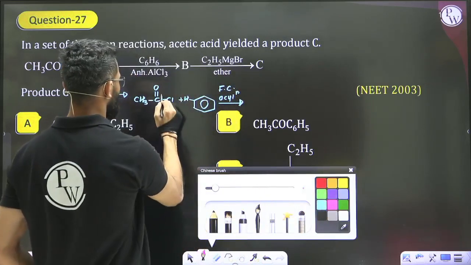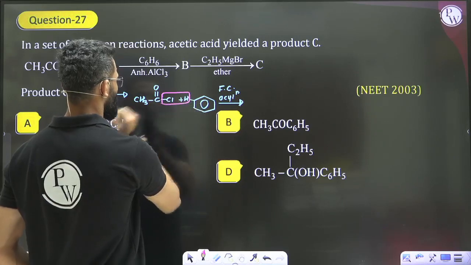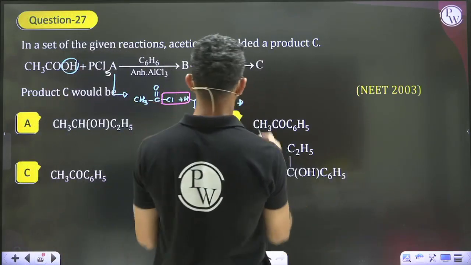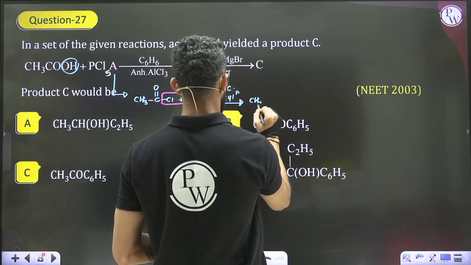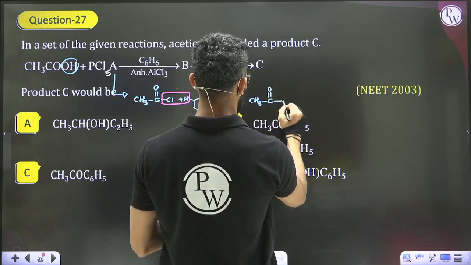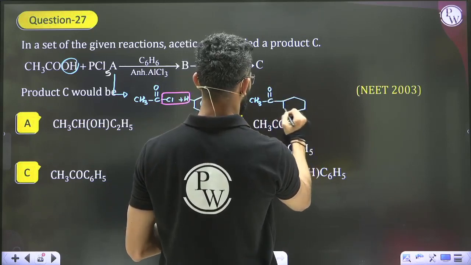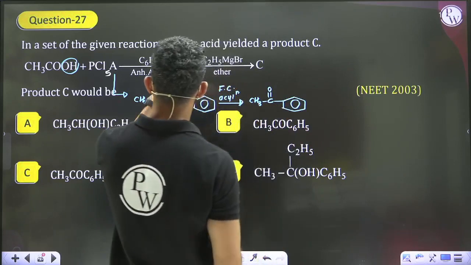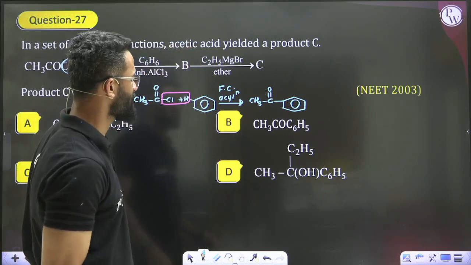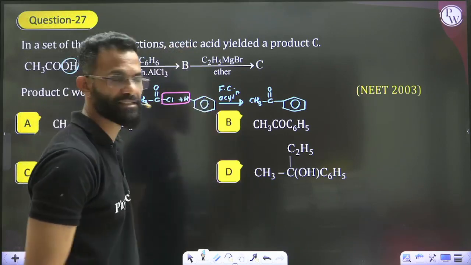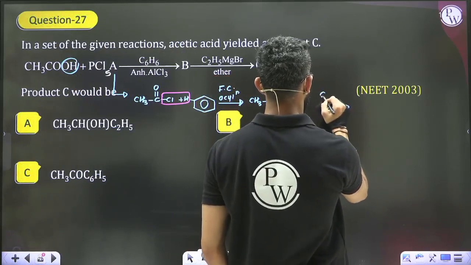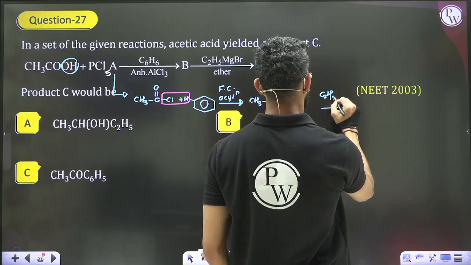Let's say HCl has been removed. We will be getting formation of CH3C double bond O connected to benzene straight away. That is your B. Now they are saying this B is treated with ethyl magnesium bromide in an ethereal condition followed by hydrolysis, let's assume. So ethyl magnesium bromide, C2H5MgBr.